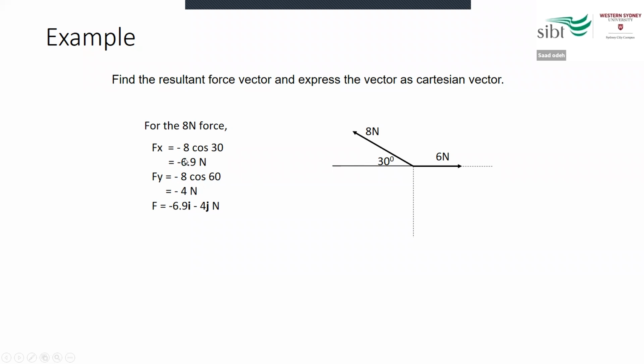Once we have found both components, both of them are negative because they oppose the convention given in the example. We take these scalar values and multiply each one by its unit vector. For the x-axis the unit vector is i, and for the y-axis the unit vector is j. So you say minus 6.9 multiplied by i minus 4 multiplied by unit vector j, and of course the unit for the force vector is the Newton.